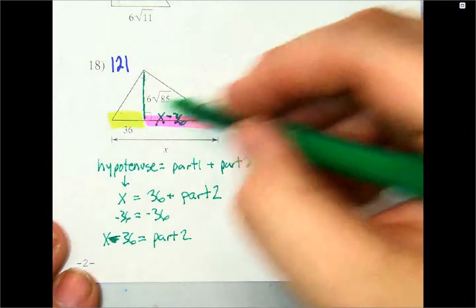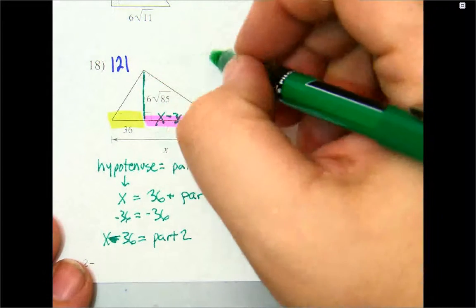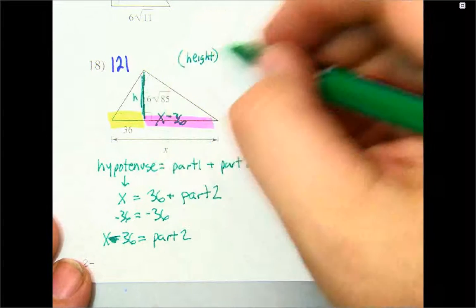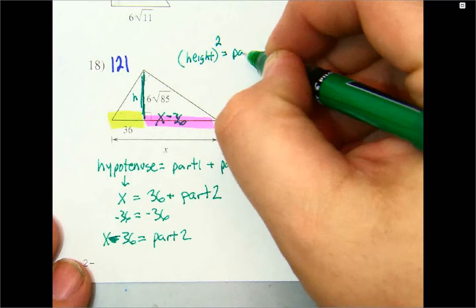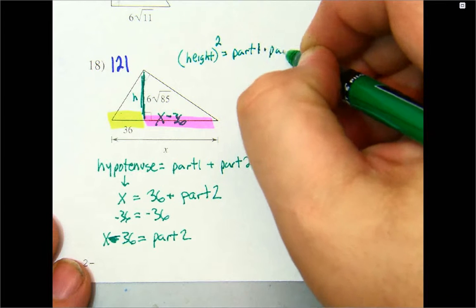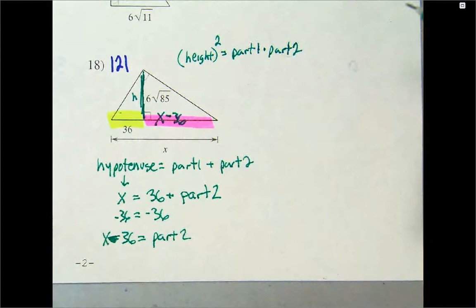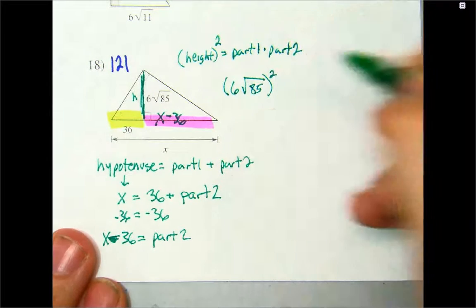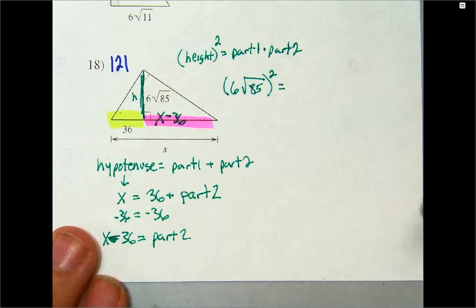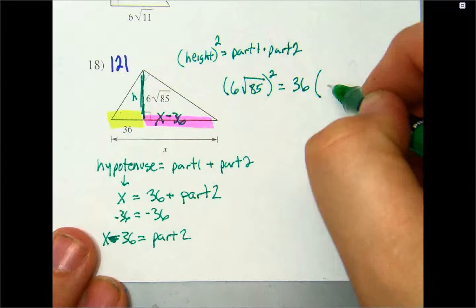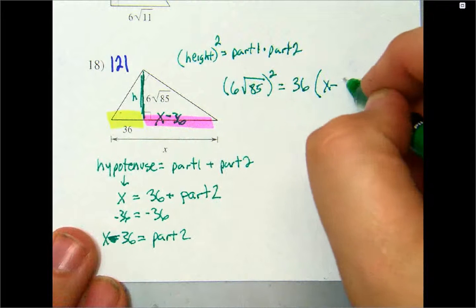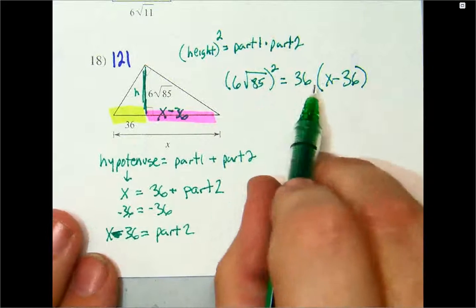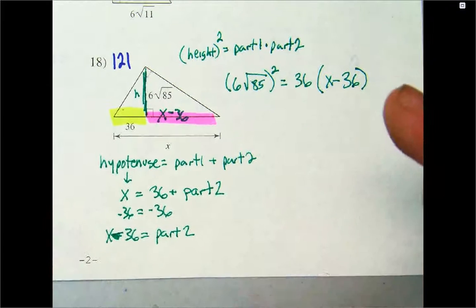So now the rule says I need to take the height, which is this part right here, and square it is equal to part 1 times part 2. So I need to take 6 times the square root of 85, square that, is equal to 36 times part 2, which is x minus 36. Now, I'm not going to distribute this yet, because I want to keep the numbers as small as I possibly can.